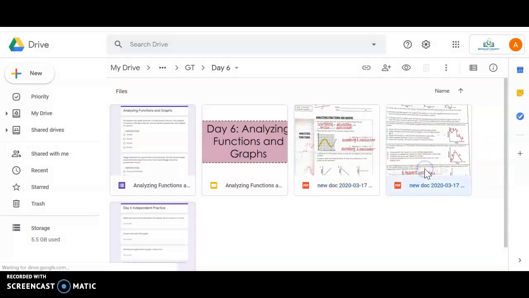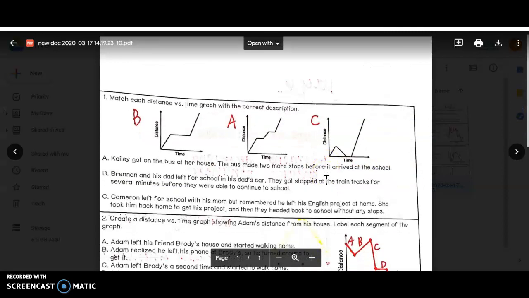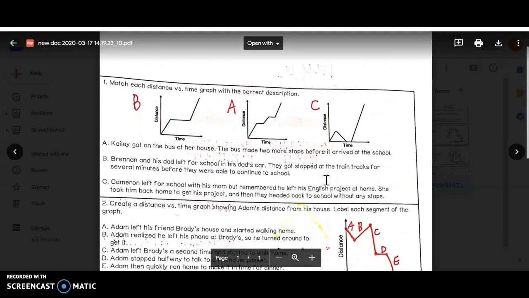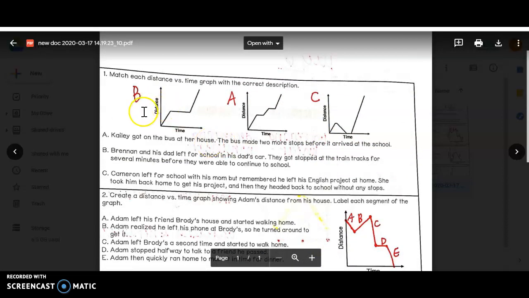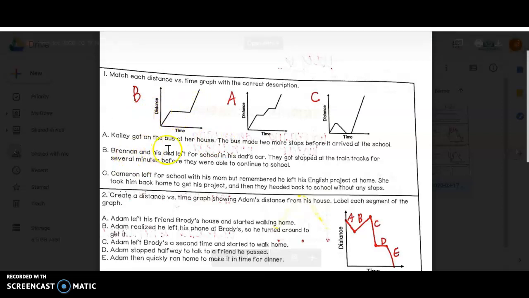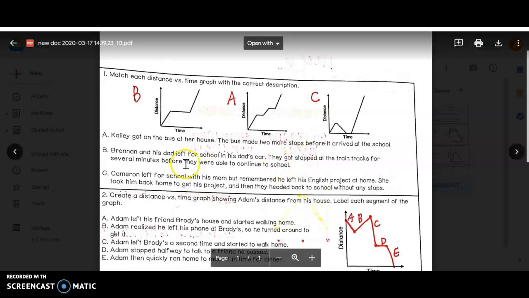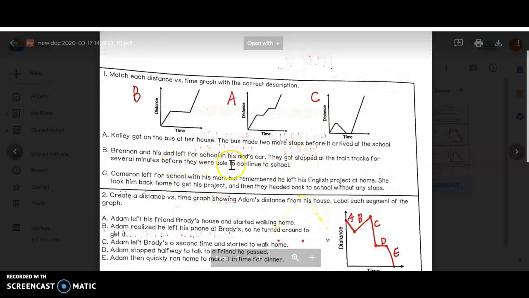Okay, so part 2 of the notes. Match each distance versus time graph with the correct description. So this one would be B. Brennan and his dad left for school in his dad's car. They got stopped at the train tracks for several minutes before they were able to continue to school.